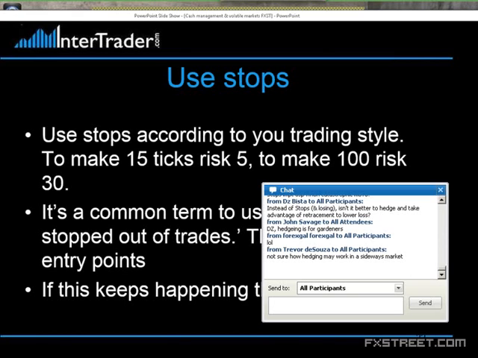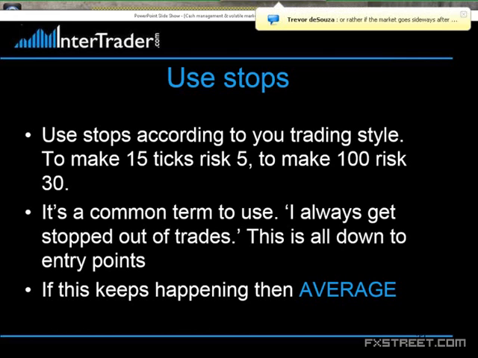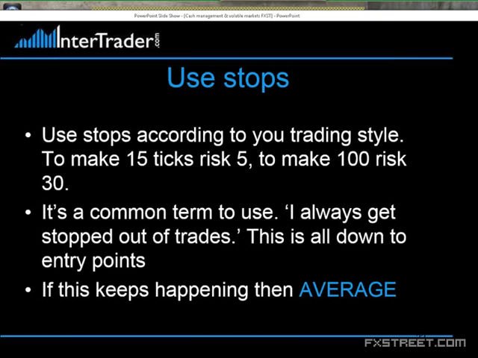Again, a common term: I always get stopped out of a trade, and that's down to entry point. Your stop's too close, or you're trading too big a size. And as I've said, the way to stop getting stopped out all the time is to trade smaller size, and then use wider stops or no stops, and then average. Averaging for me is the way you trade volatile markets at the minute.